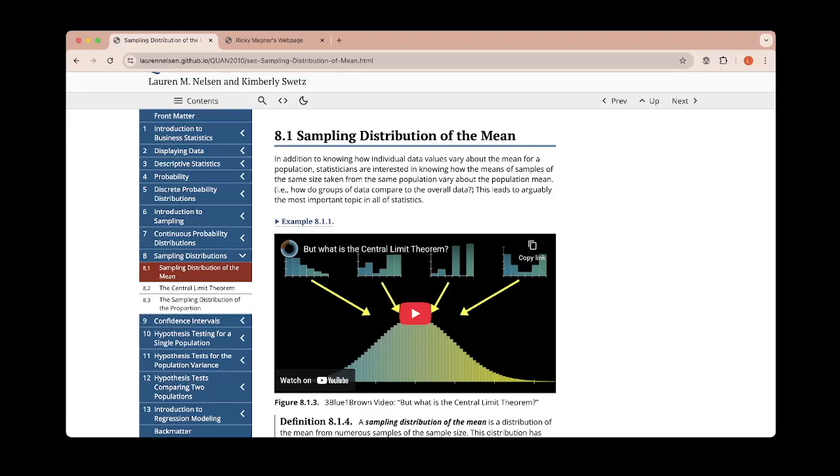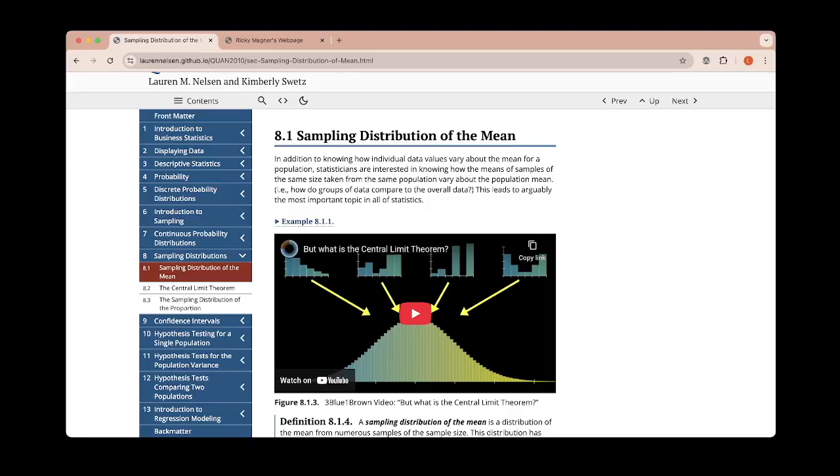So far, we've been looking at how individual data values vary around the mean for a population. But moving forward, we would really like to look at a sample and look at the mean of the whole sample, and see how the means of a bunch of samples of the same size taken from the population vary around the population mean. So how do groups of data compare to the overall data?